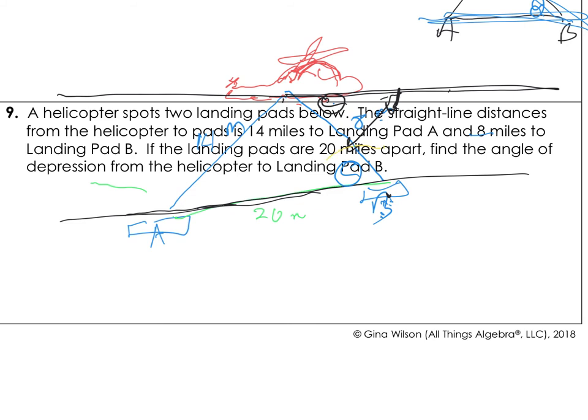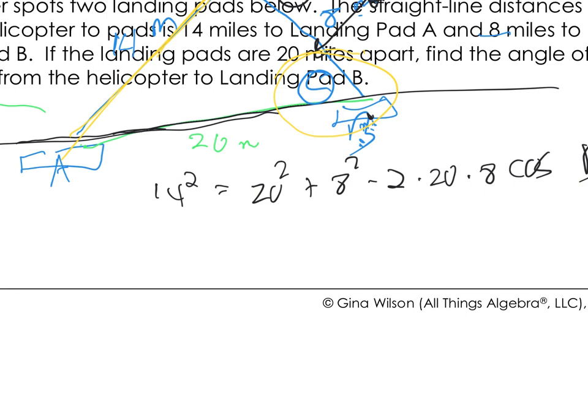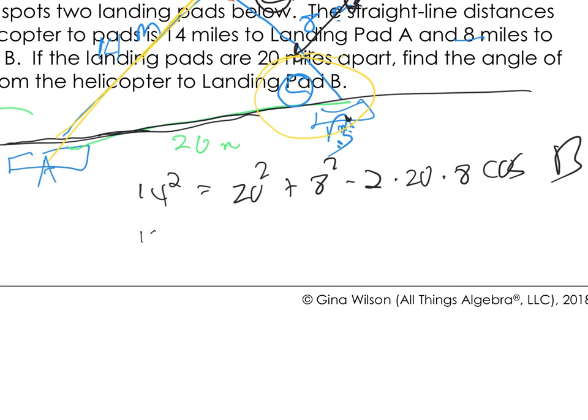If this is my angle that I'm looking for, this is the side across from it, and it's 14. Then I'm going to set up 14 squared must be equal to 20 squared plus 8 squared minus 2 times 20 times 8 cosine of angle B. So chew on that. And so we did 14 squared earlier, so I remembered that was 196. 20 times 20 is 400. 8 times 8 was 64. Minus 2 times 20 is 40. 40 times 8 is 320. Cosine of B.